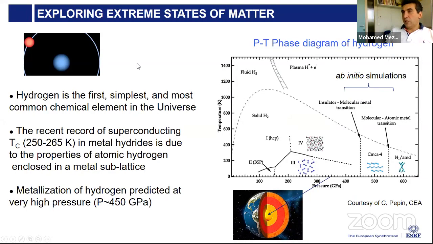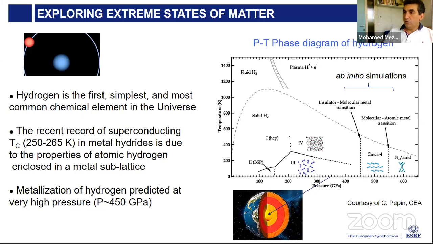So hydrogen is a very fundamental material. You could explain all the physics of the 20th century through the atom of hydrogen, because it's the first, simplest and most common chemical element in the universe. It is, as just said before, very interesting now because the recent record superconducting temperature, Tc, very close to room temperature, actually 250 to 265 Kelvin, was obtained in metal hydrides. And this is due to the properties of atomic hydrogen that is enclosed in a sort of metal sublattice and plays the role of electron donors.